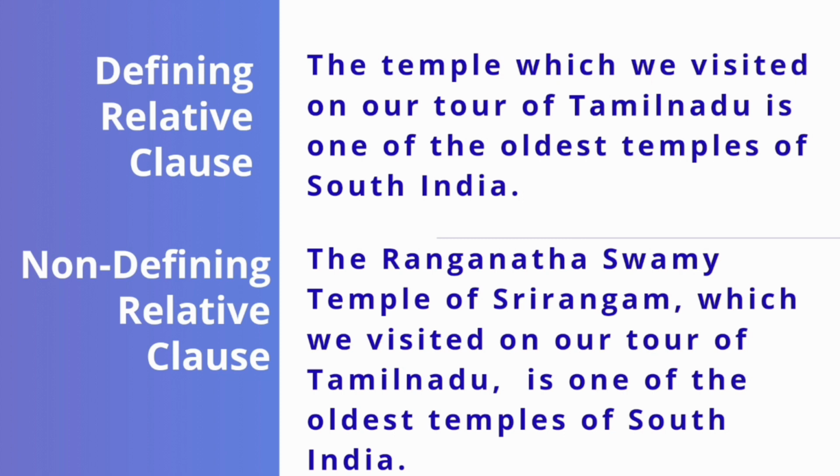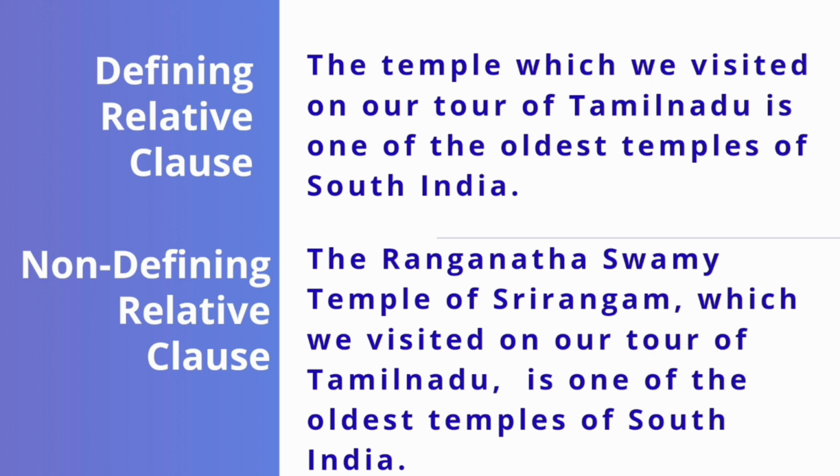If I took out the relative clause and I said the temple is one of the oldest temples in Tamil Nadu, the first question the listener would ask would be, which temple are you talking about? So it is very important to include the relative clause. It makes it clear for the listener that I am talking about the one I visited on my tour of Tamil Nadu. See the next sentence. The Ranganatha Swami temple of Sri Rangam, which we visited on our tour of Tamil Nadu, is one of the oldest temples of South India.